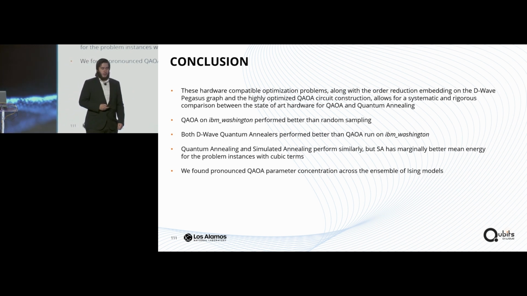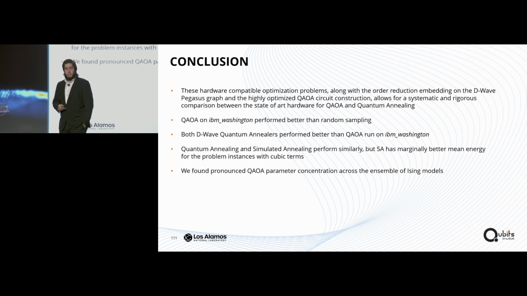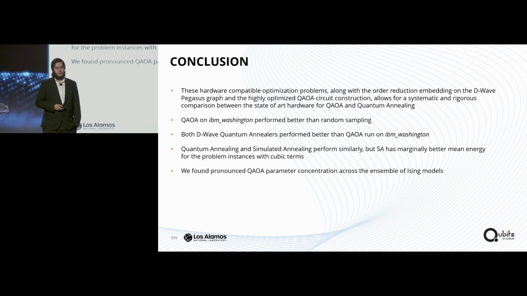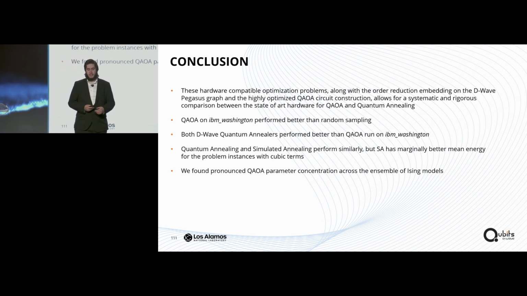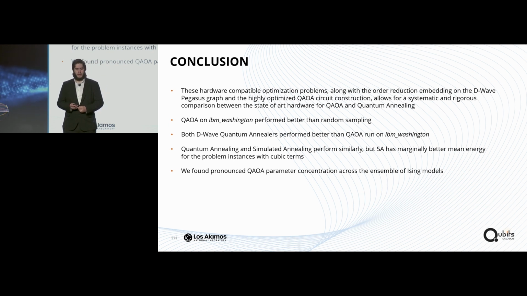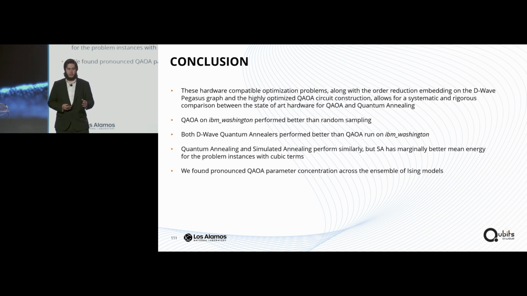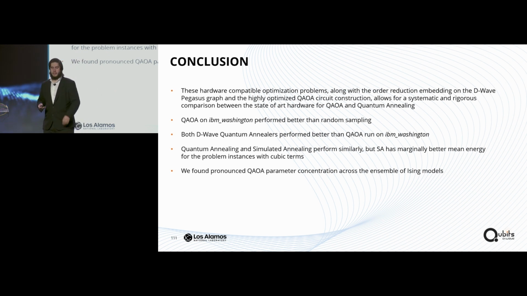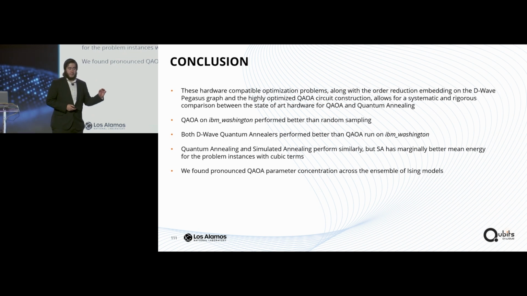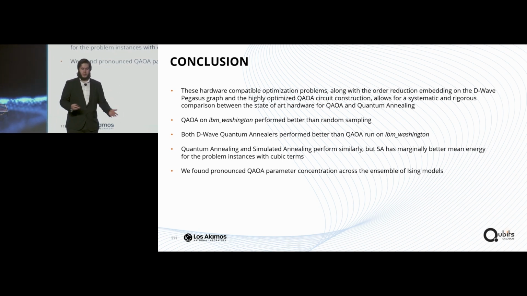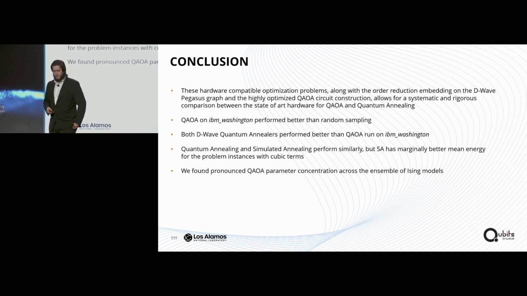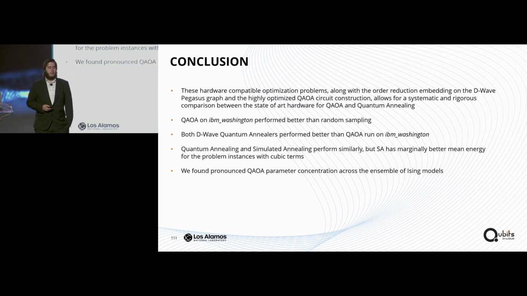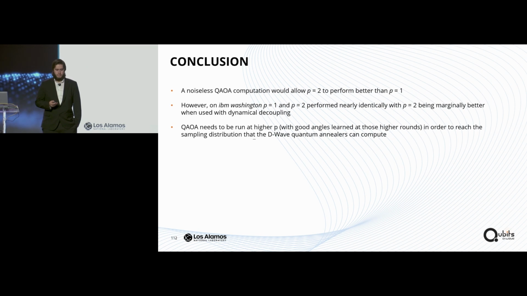QAOA run on IBM Washington did perform better than random sampling. Both D-Wave quantum annealers performed better than QAOA run on IBM Washington. And quantum annealing and simulated annealing performed similarly. Simulated annealing had marginally better mean energy for the problem instances with cubic terms, which, as I mentioned, make the problem instances slightly harder. And we also found this pronounced QAOA parameter concentration across the ensemble of Ising models. This is a phenomenon that has been seen before, but it was interesting to see in this case as well.